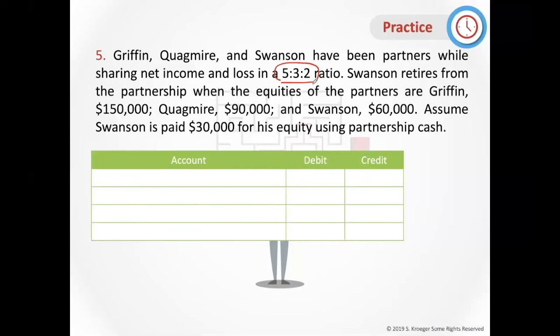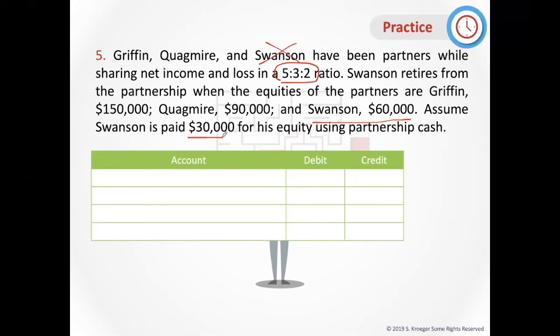So in this scenario, Swanson retires from the partnership. This partner, Swanson here, he is leaving. The current equities are: Griffin has $150,000 invested in the partnership. That's his capital account. Quagmire has $90,000 and Swanson has $60,000. Assume Swanson is paid $30,000 for his equity using partnership cash. If you think about it, Swanson's capital is worth $60,000, but he's only going to get $30,000 for that. He's losing basically $30,000. To do this journal entry, we'll follow the steps I just laid out.